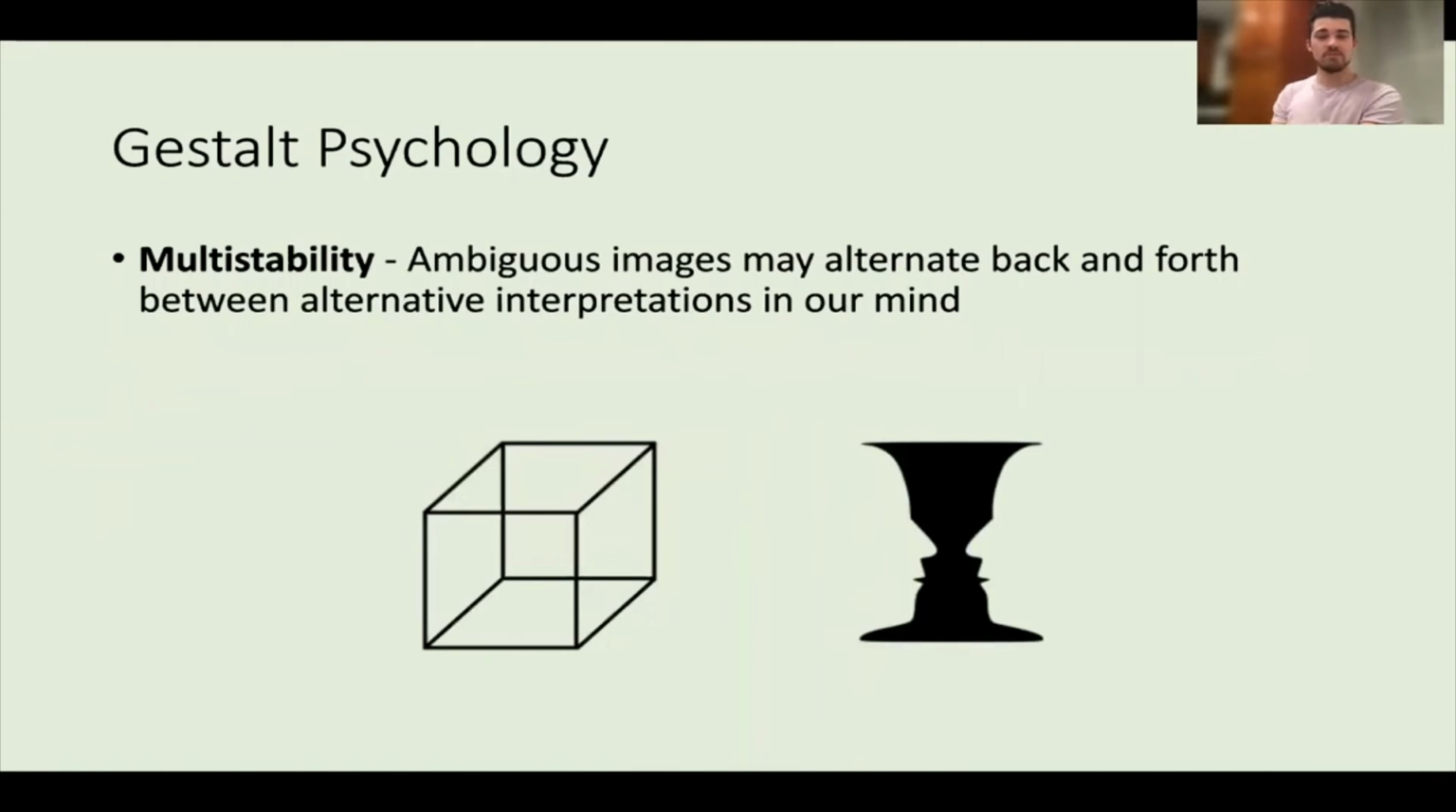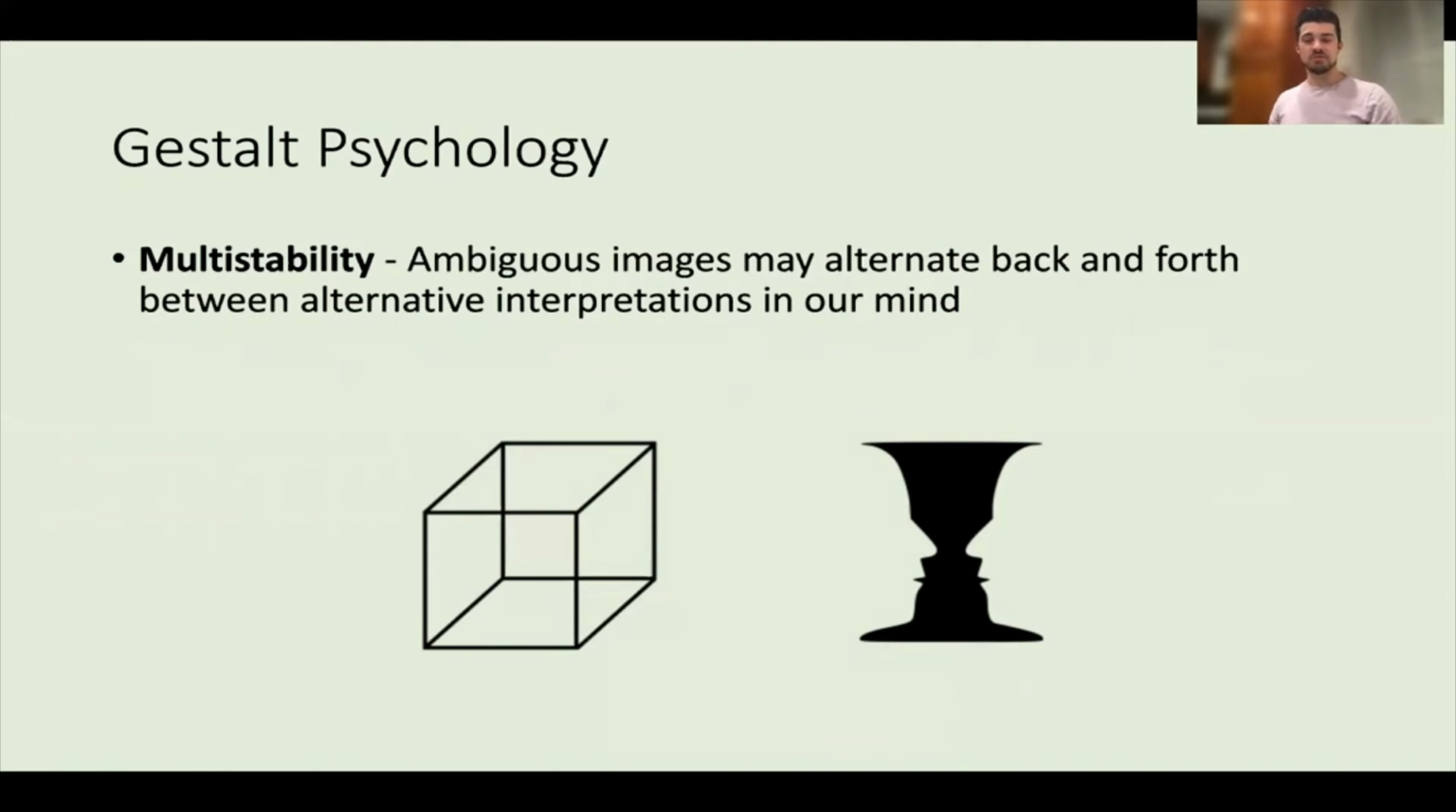So we have multistability, and these are ambiguous images that may alternate back and forth between alternative interpretations in our mind. So it's basically seeing 2 things at once. These 2 are the more popular images when we talk about multistability. So the left one, you could look at either of those squares as being in the foreground or background. And when you look at it, often if you keep looking long enough, they're going to switch back and forth.